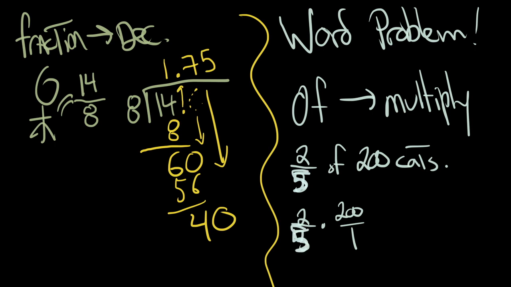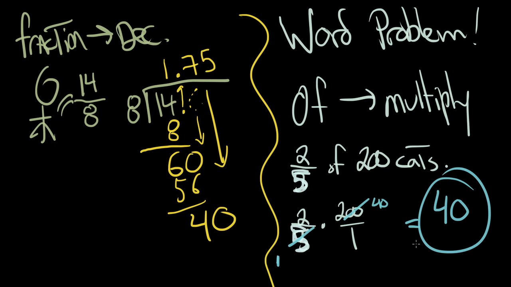2/5. Do you know why I wanted to do that? Because it's going to make things a little bit nicer. I'm going to cross reduce. Make this 40. That's much easier. That's 1. And I multiply across the top, and I'm going to get 40. So 40 cats would be singing. So remember, the of does mean to multiply. Don't be forgetting about that.